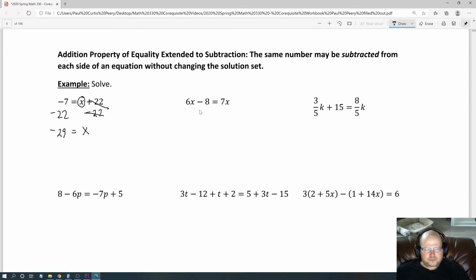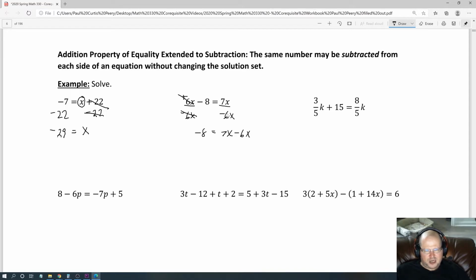Over here, you have kind of an additional step, in that you want to get all your variables on one side by themselves, all the constants on the other. So we have an x over here, and we have an x over here, and we need to get all the x's on one side by themselves. Okay, so what I want to do is get rid of this positive 6x on the left, and the way I get rid of a positive 6x on the left is I subtract 6x. And whatever I do to one side, I do to the other. That gives me negative 8 is equal to 7x minus 6x.